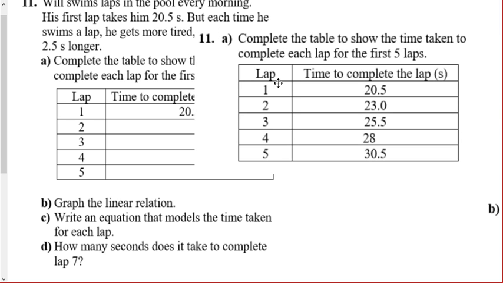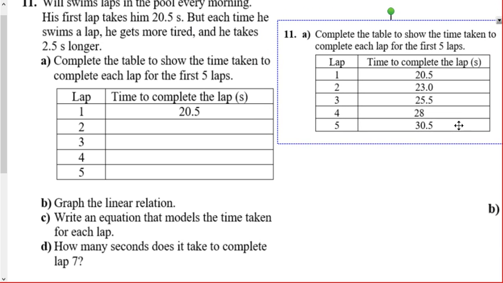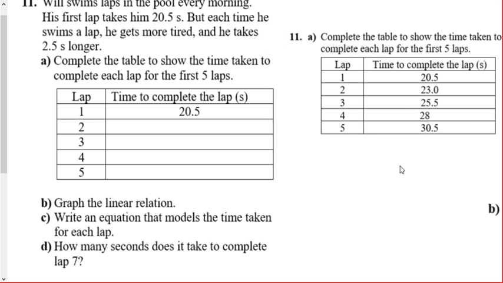Here are different lap times. I'm going to shrink this down a little bit. So each lap takes a little longer than the one before. So the first lap he can do in 20.5 seconds. The second lap he's a bit more tired, so it takes 2.5 seconds longer. So it's 20.5 plus another 2.5 seconds. That's 23 seconds. The next lap, it takes him 2.5 seconds longer than that, so 25.5. Then 28, then 30.5. Okay, so it's going to take him a little longer each time.